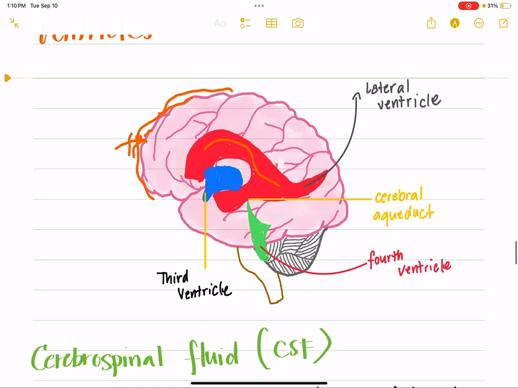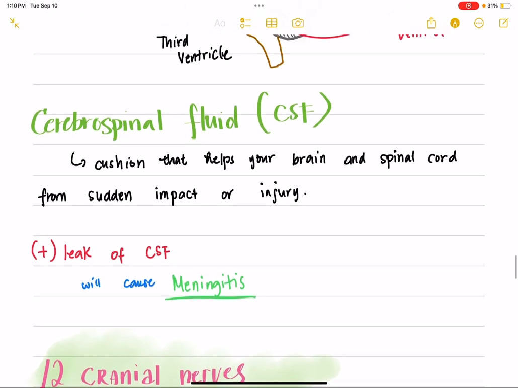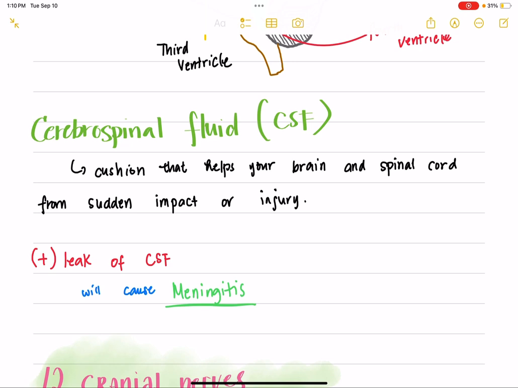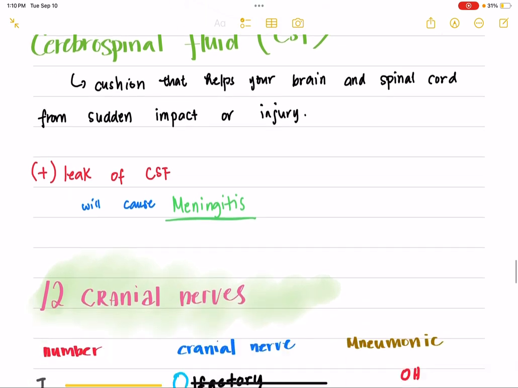Kaya diba, ang meninges, ang ga-protect da sa gwa. Kung may leak, magwa na siya, will cause meningitis. Meaning, ang meningitis, ano gayong itis, di ba? Inflammation of the meninges. Ang meningitis.